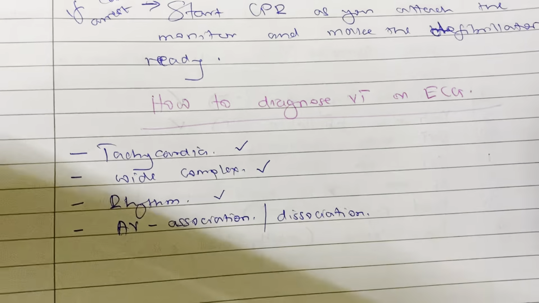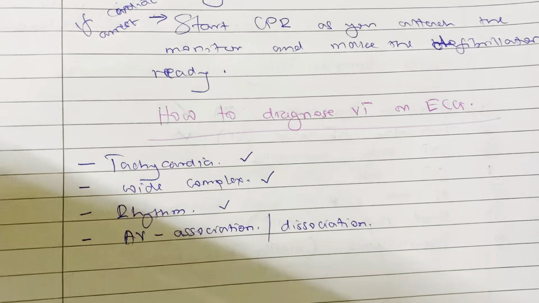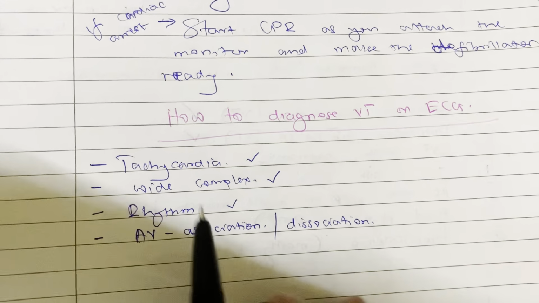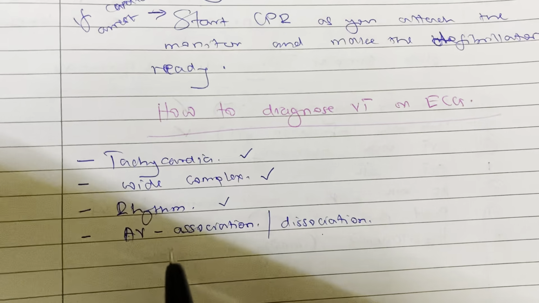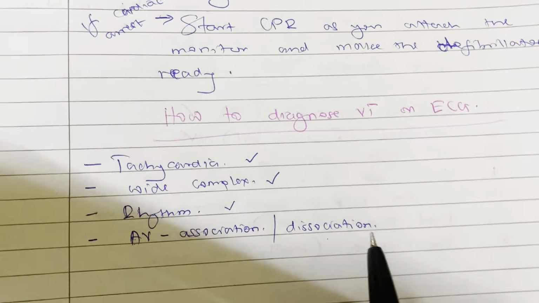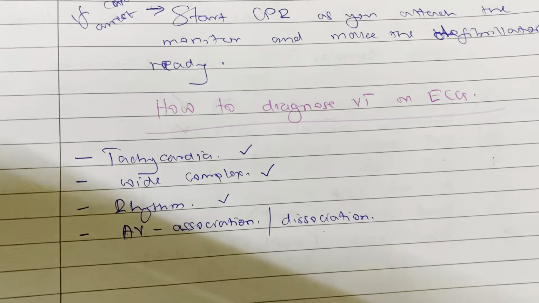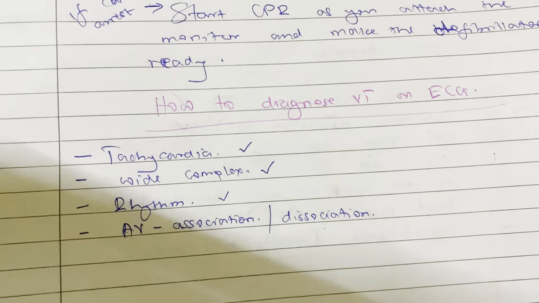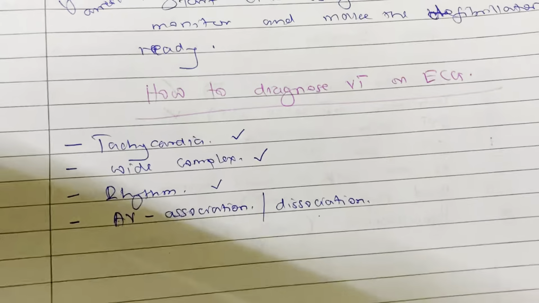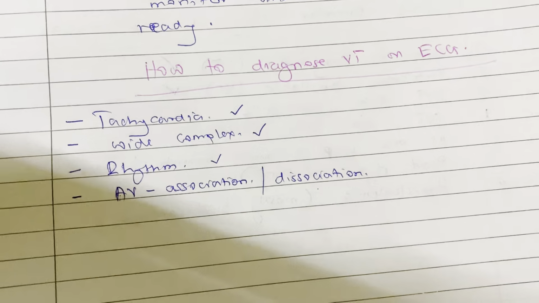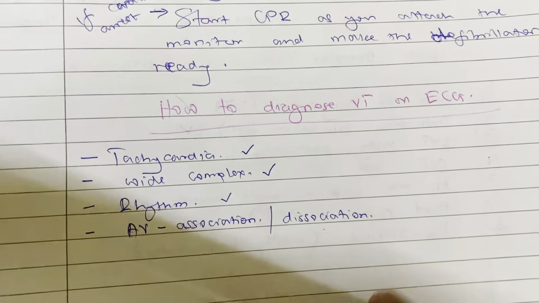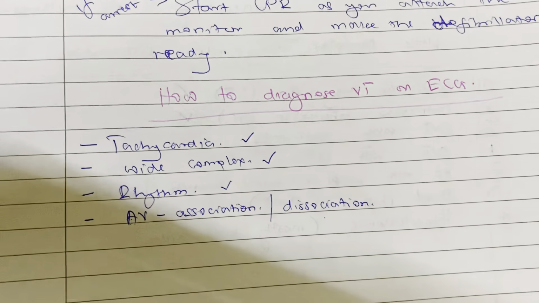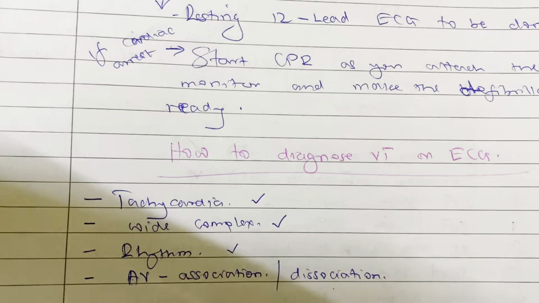So if we see that they are not associated, there is no association, then we confirm that one will be AV dissociation. If it is true, each P wave is followed by a QRS complex, or there is a relationship between the P wave and the QRS complex, either QRS complex before or after the P wave, or P wave after the QRS complex, we say there is AV association. So that one discredits a VT.